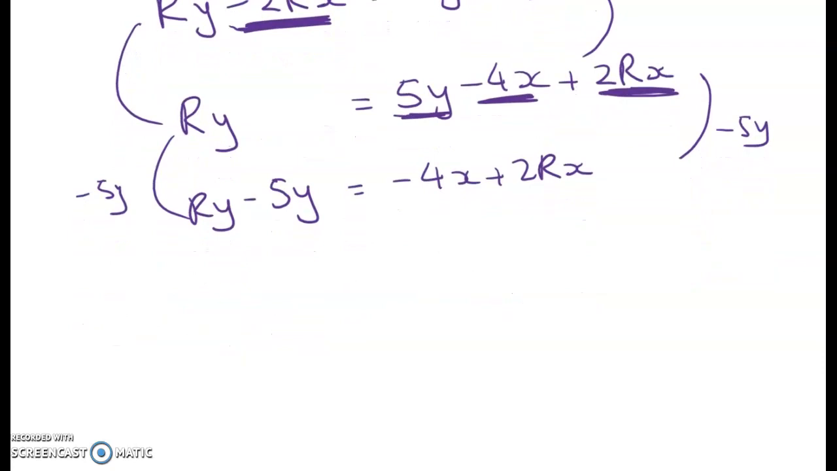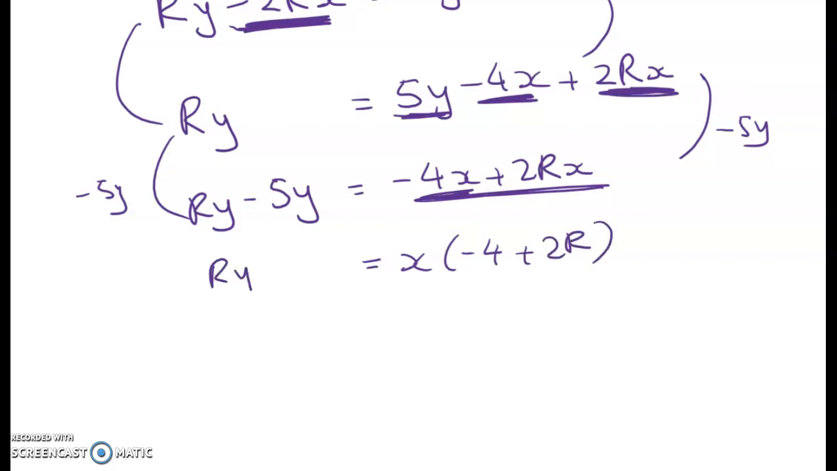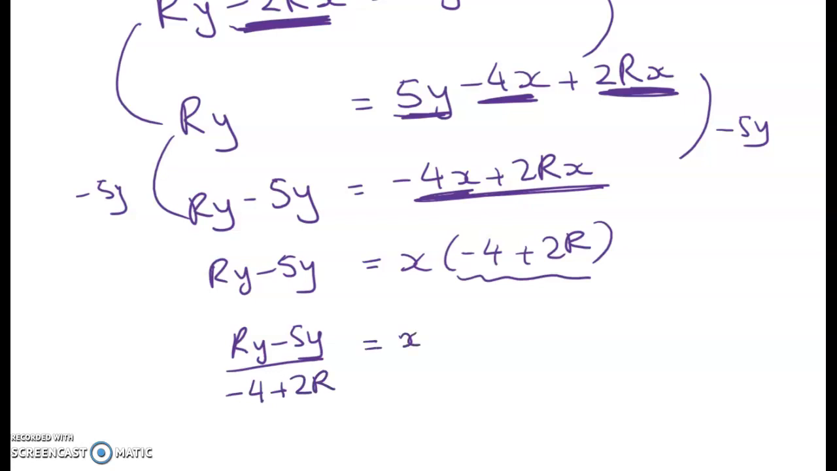The next thing I want to do is to say, well, I want to end up with x equals something. On this side, I've now got a common factor of x. x times what will give me negative 4x? Negative 4 plus 2r. So we factorize here. And now we can divide both sides through by this. And we get ry minus 5y divided by negative 4 plus 2r is equal to x.